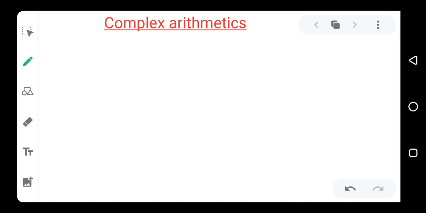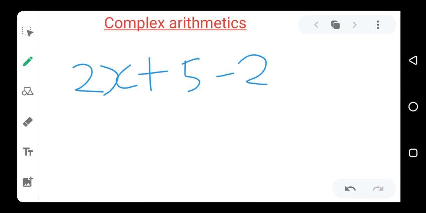If you are given something like 2x plus 5 minus 2 in brackets, so how do we solve this?